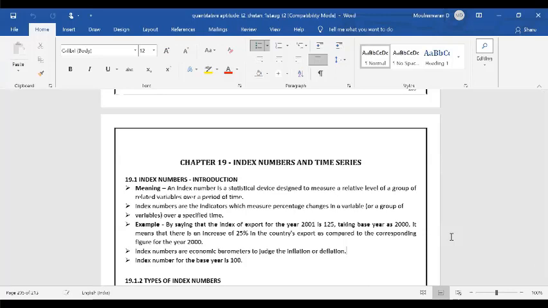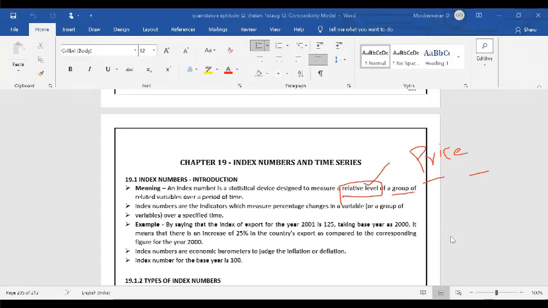This is what the introduction is. I'm going very slowly from the starting. Those who are having confusion, make sure that you are able to understand now. What is an index number first of all? It's a statistical device designed to measure a relative level of a group of related variables over a period of time. Level, I am mentioning, for example, price. Price is one level. Compared to last year, how much it increased this year. That is what relative level means. Compared to one time, how much it increased or decreased now.